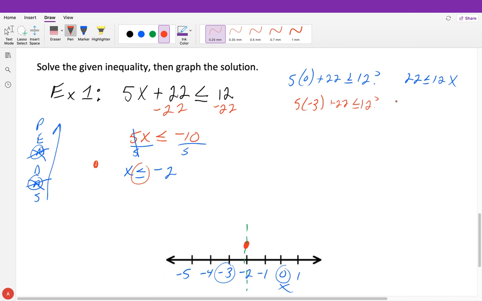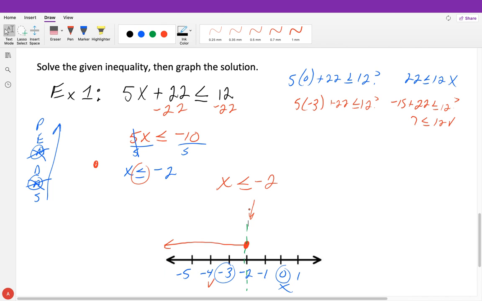Well, 5 times negative 3 is negative 15, and negative 15 plus 22 is equal to 7, and 7 is less than or equal to 12. So this region does work. So that means that my graph will need to go to the left where that region was, and there is my solution. So solving my inequality, x is less than or equal to negative 2, and my graphing it is below.